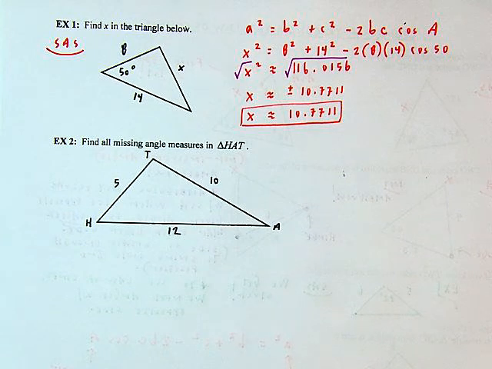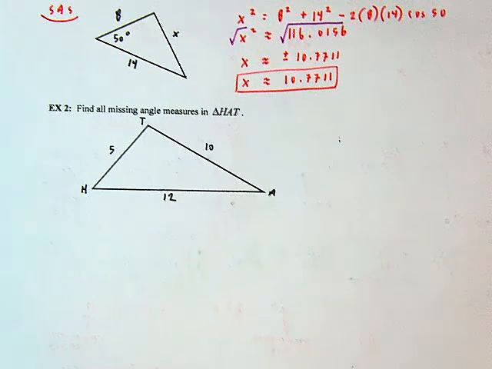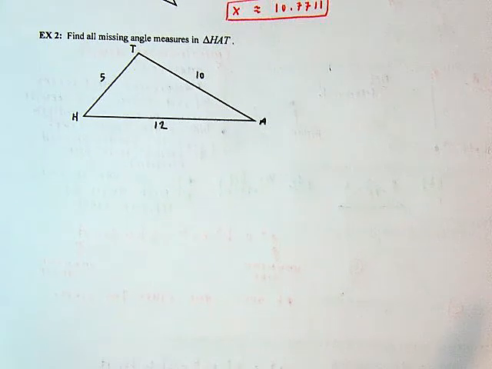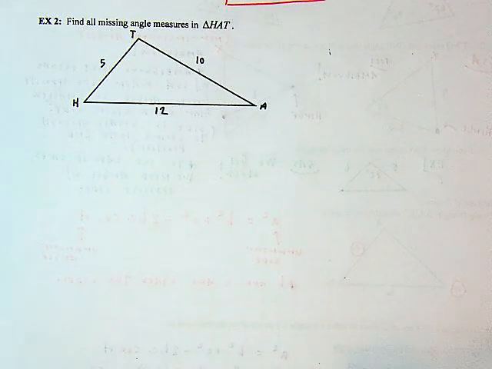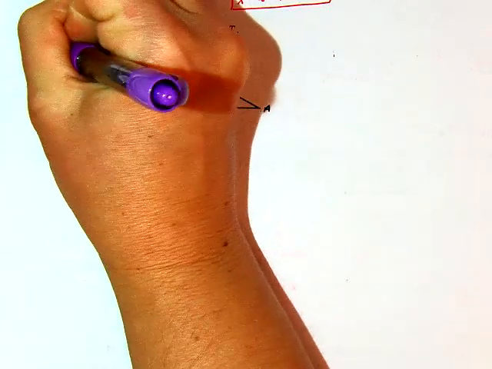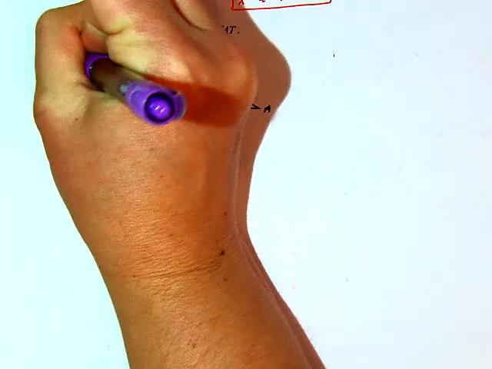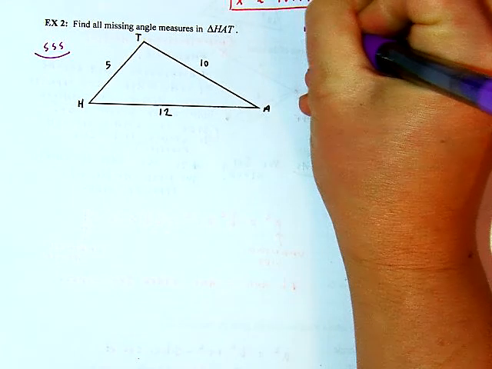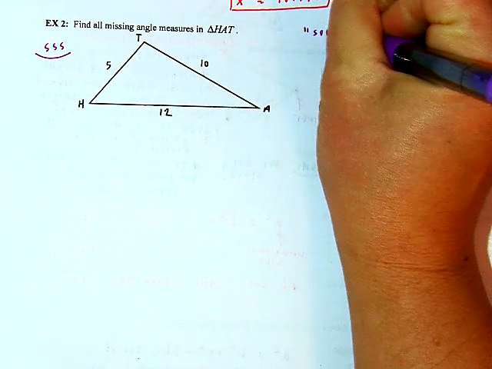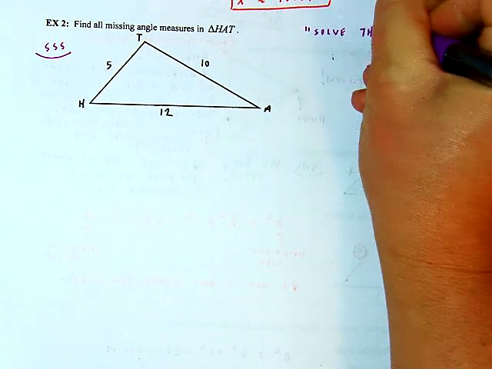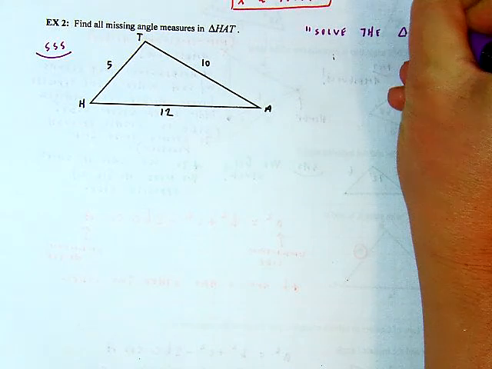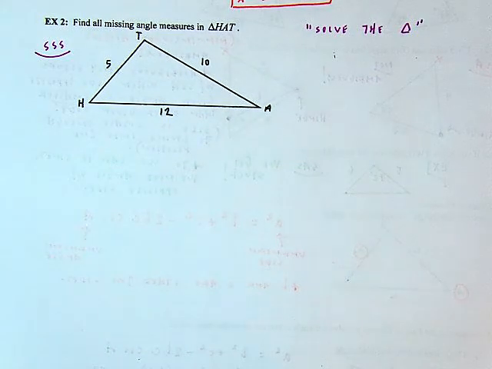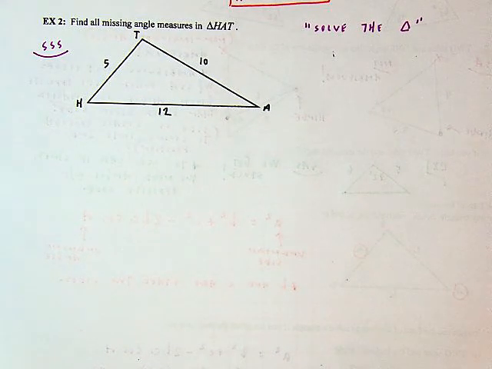All right, we got one more, and it's a bigger example. Here we're looking at getting all of the missing angle measures in triangle HAT. So what we're given to start is we're given just the 3 sides. We're given no angles. Okay, so this is similar to when we just say solve the triangle. And if we say solve the triangle, we're really just saying, well, find all of the missing parts. So fill in all of the missing information.